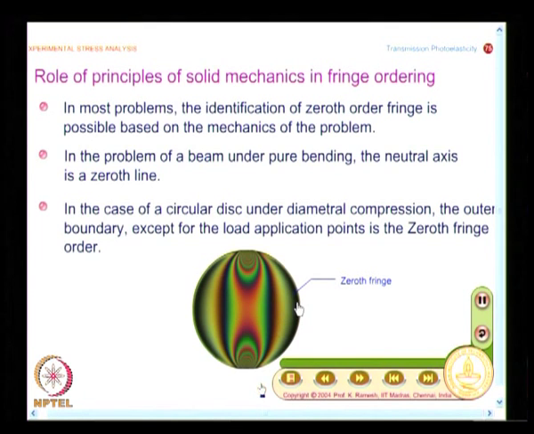So, I have this as 0, 1, 2, 3 and so on, and this is your saddle point, because fringes increase in this direction, fringes increase in this direction, fringes decrease in this direction and fringes decrease in this direction. So, this is also like an indirect check.